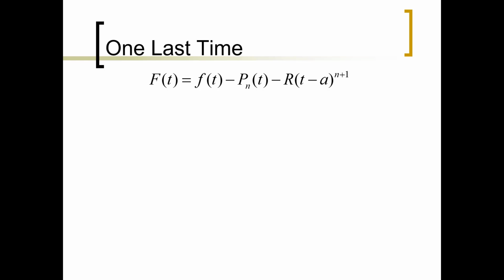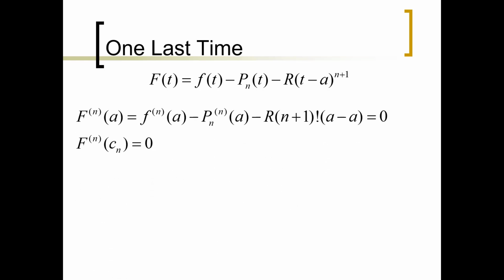So as I said, let's do it one last time. Here's the function that we're using in order to get our result. Let's take its nth derivative. So let's take nth derivatives of everything and evaluate everything at a for the same reasons as before. The original function little f, its nth derivative evaluated at a, and the Taylor polynomial, its nth derivative evaluated at a, they're equal. So that subtraction is 0. And then at the end, if you take n derivatives of t minus a to the n plus 1, you'll still have a t minus a factor in it. So when you plug in a for t, you'd get a minus a, that's 0. So the nth derivative of this function, capital F, evaluated at a is 0.